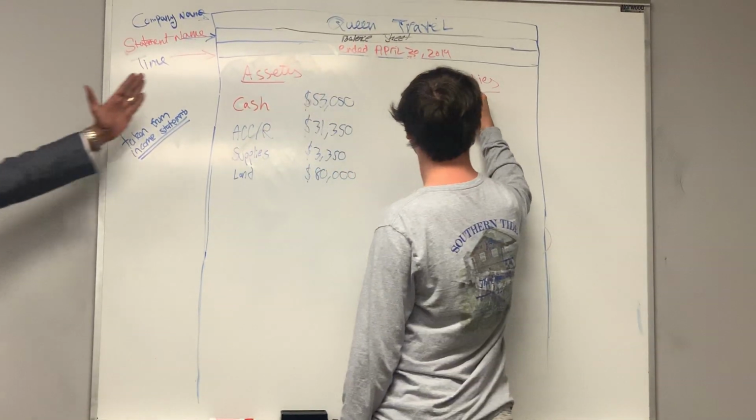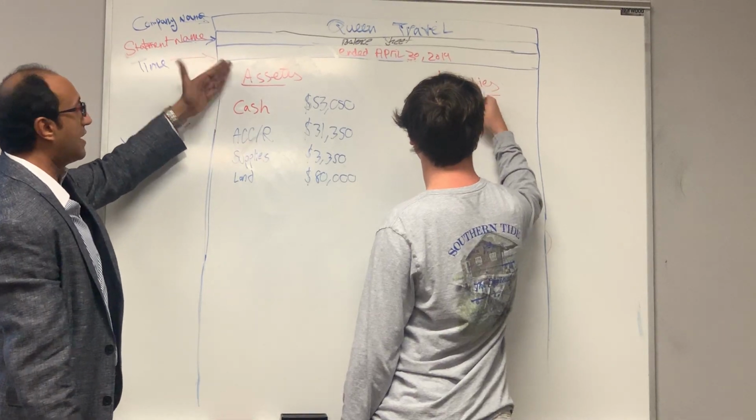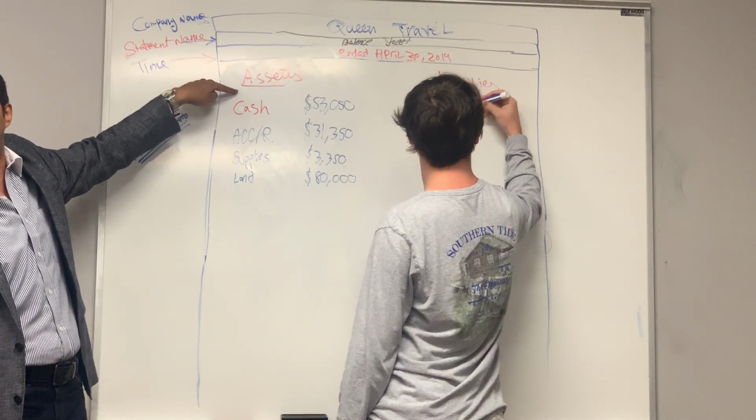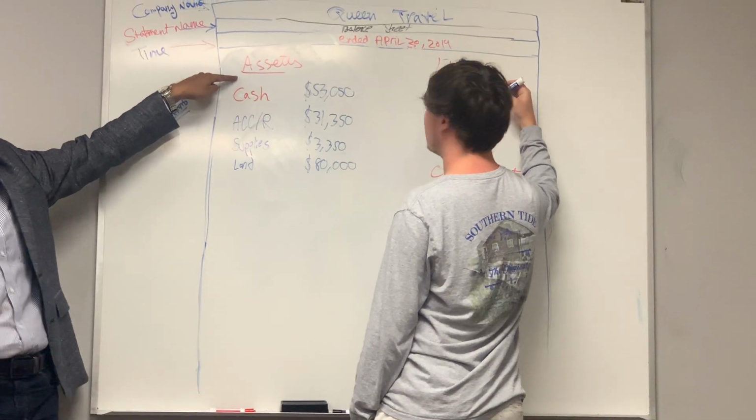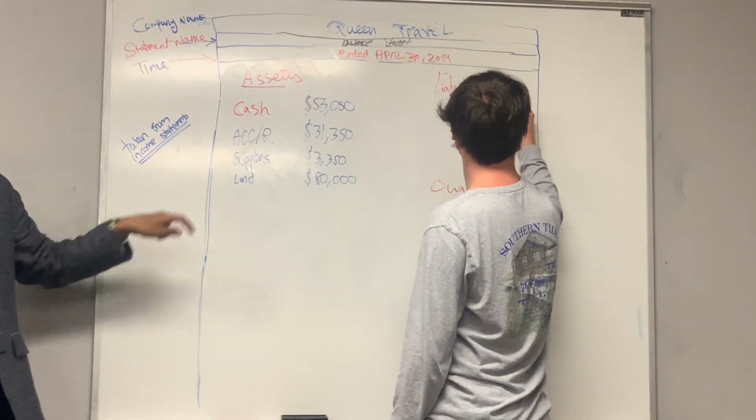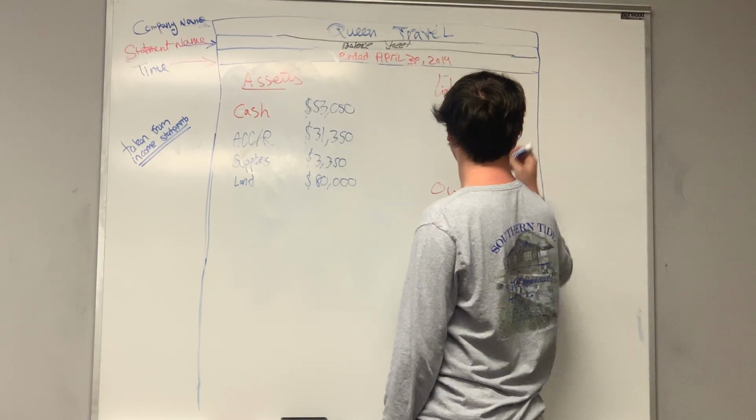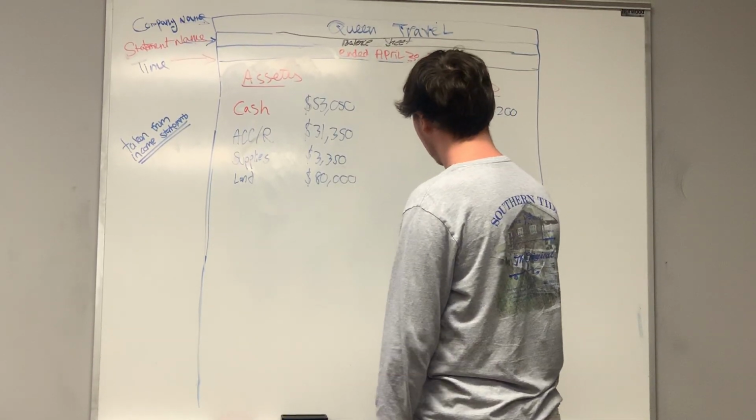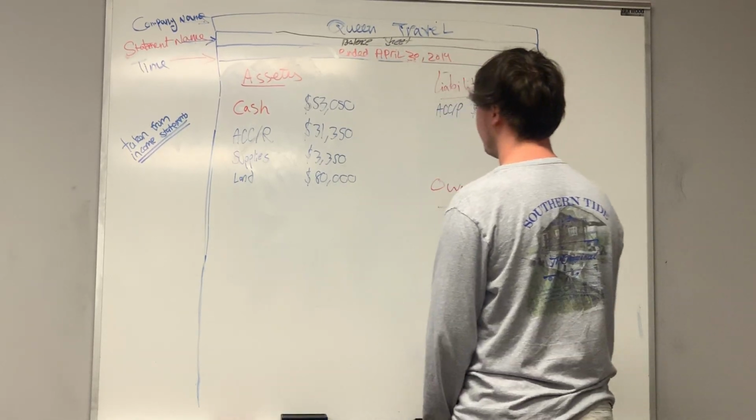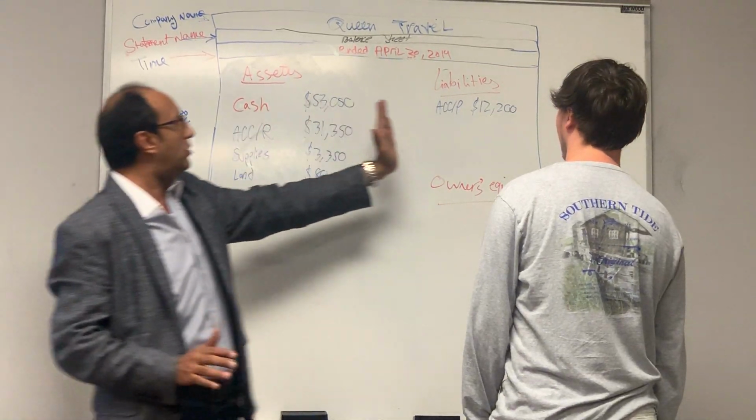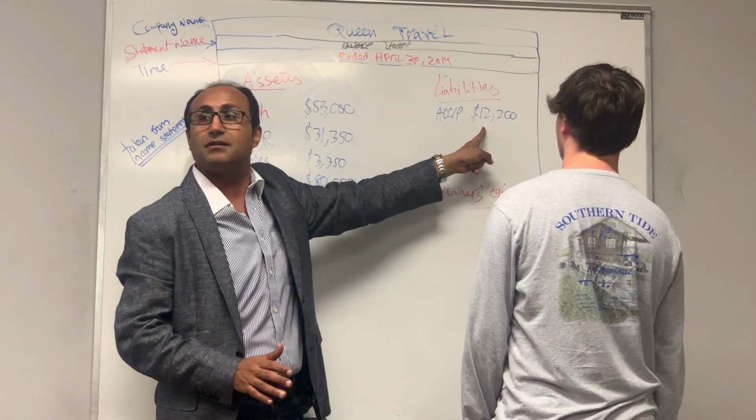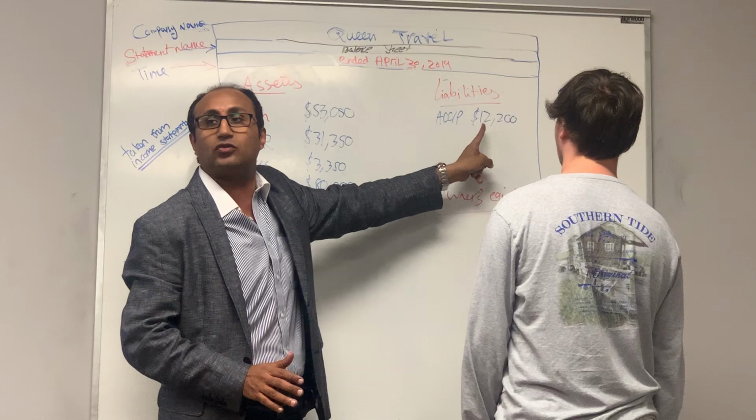Perfect. Now see assets. Under the assets section, we write down each item: cash, account receivable, supplies, and land. We finished assets. Now go over to prepare liabilities. We have account payable under liabilities, $12,200.